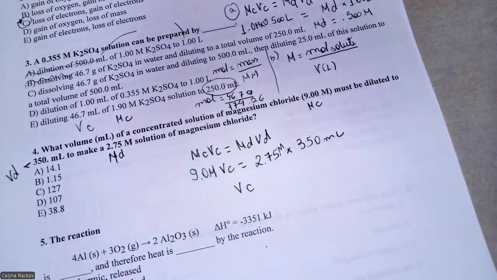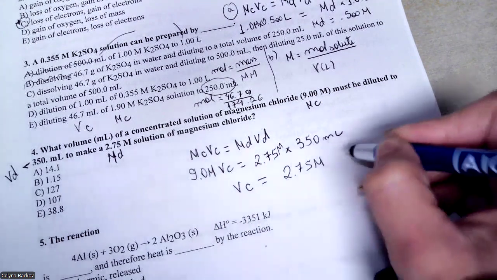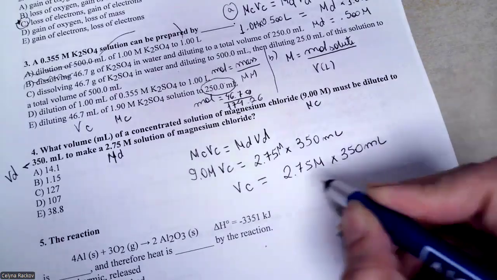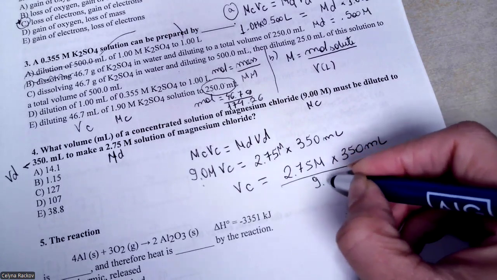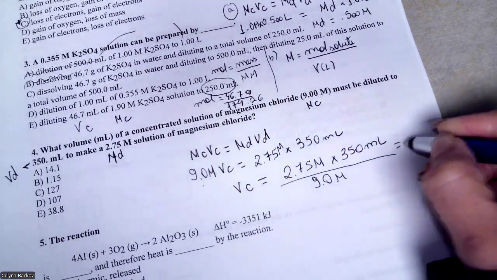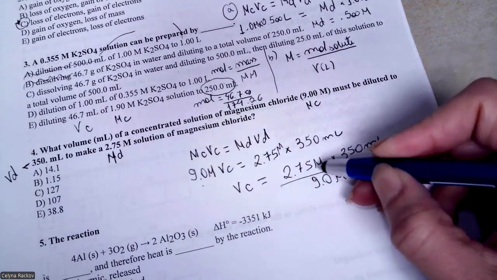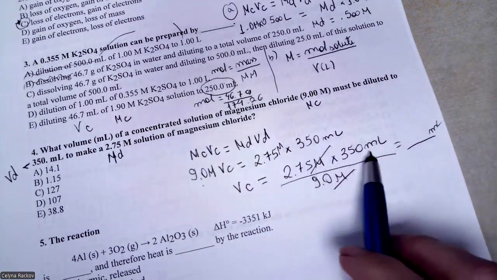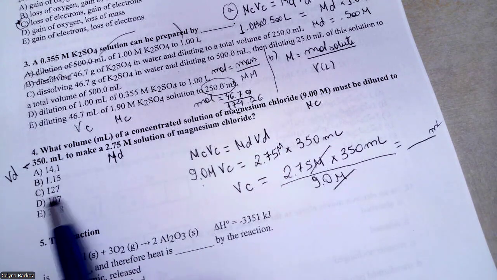So your volume of the concentrated solution will be 2.75 molar times 350 milliliters, divided by 9 molar. And here we are going to find the volume already in milliliters, because we cancel molarity with molarity. And then please make sure you do this math here. Multiply, divide by 9, and we're going to find the correct answer here, right?